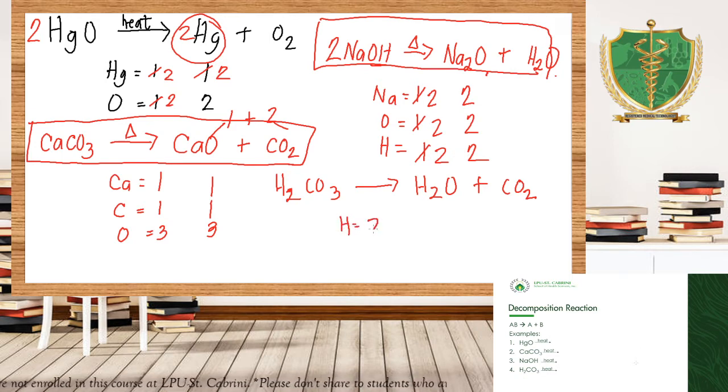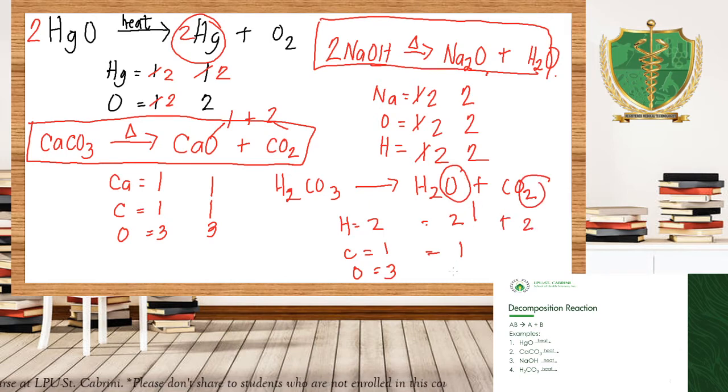Hydrogen, 2. Carbon, 1. Oxygen, 3. On the product side, hydrogen, 2. Carbon, 1. Oxygen, 1 plus 2 is 3. Hydrogen 2, 2, balanced. Carbon 1, 1, balanced. Oxygen 3, 3, balanced. So we have the balanced equation.